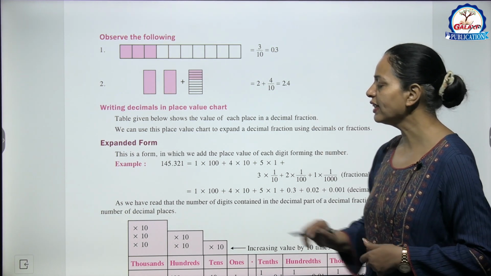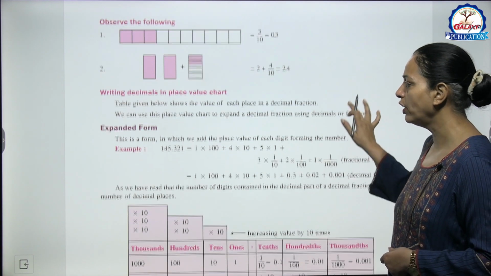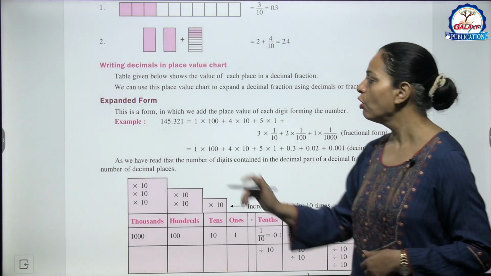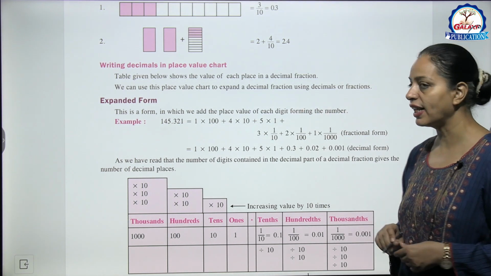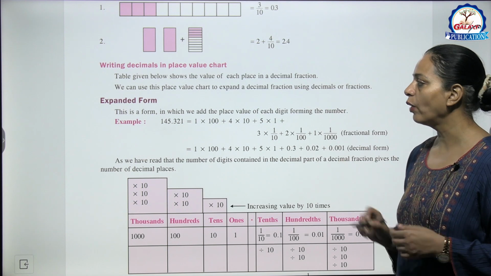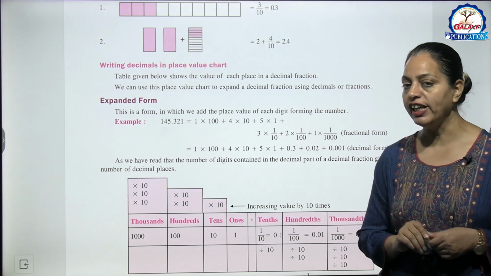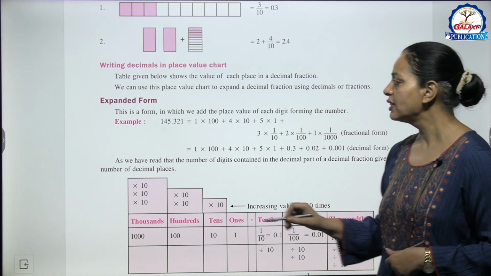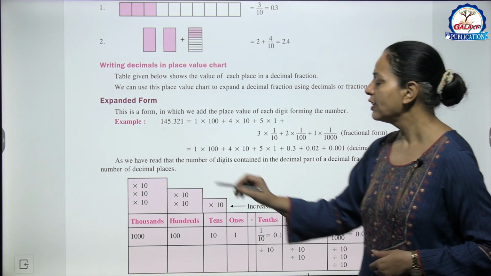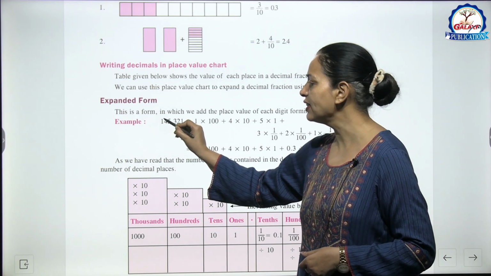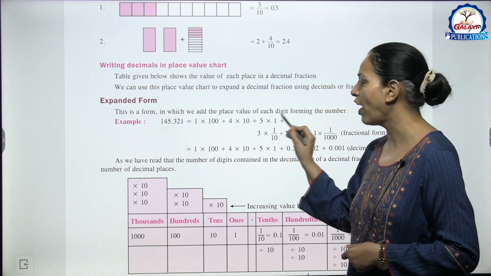Okay. Now writing decimals in place value chart. The table given below shows the value of each place in a decimal fraction. We can use this place value chart to expand a decimal fraction using decimals or fractions. Now expanded form. This is a form in which we add the place value of each digit forming the number. See 145.321. So how can we write? This is at ones place, this is at tens, this is at hundreds. So 1 into 100 plus 4 into 10 plus 5 into 1.